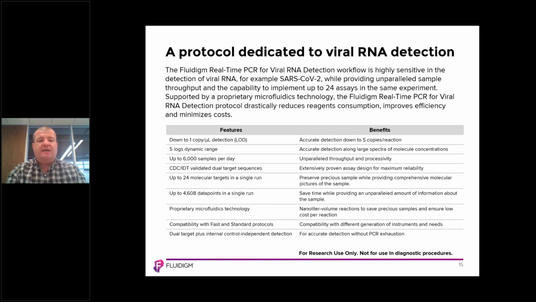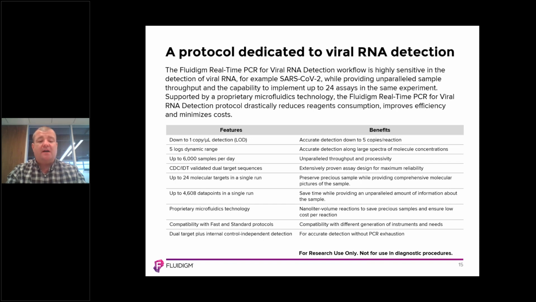The microfluidic technology is proprietary to Fluidigm. Our nanoliter reaction volumes, which really is between 6 and 9 nanoliters per reaction, save the precious samples and ensure low cost per sample. And we're compatible with both fast and standard protocols on our Biomark HD. Fast, meaning that we perform the PCR reaction in just 30 minutes. Standard, meaning that we take the PCR reaction to almost an hour. Of course, most of our users want to run in fast mode so that they can get the scale of 6,000 samples per day.